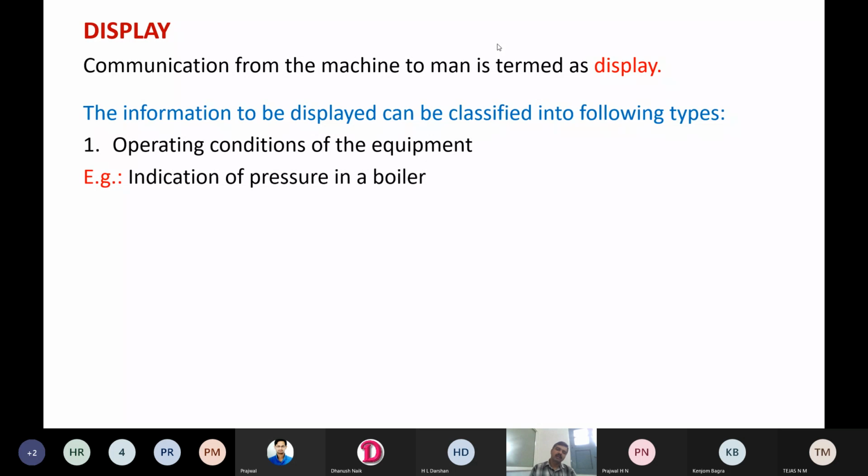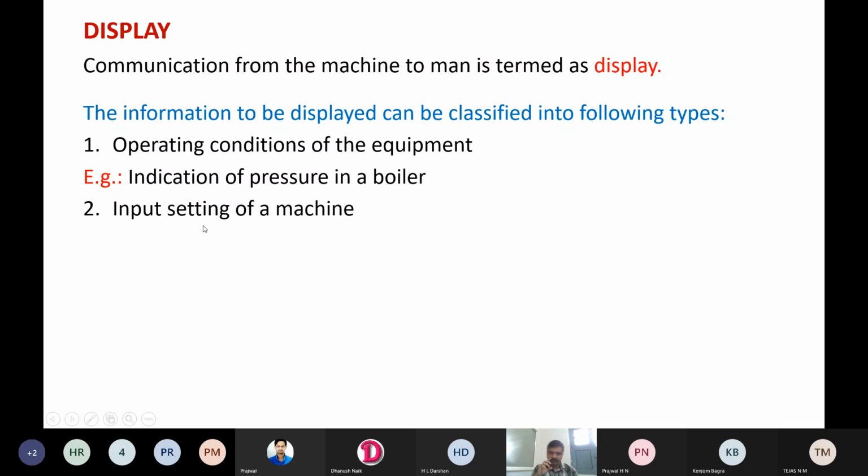Indication of pressure in a boiler, or indication of pressure in a pneumatic system or in a hydraulic system. That is one example. Like that you can find many examples related to operating conditions. If you consider a car, at what speed it is driving, that is the operating condition of the car. Okay. So next, input setting of a machine.